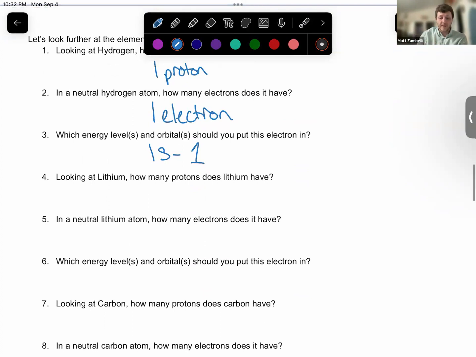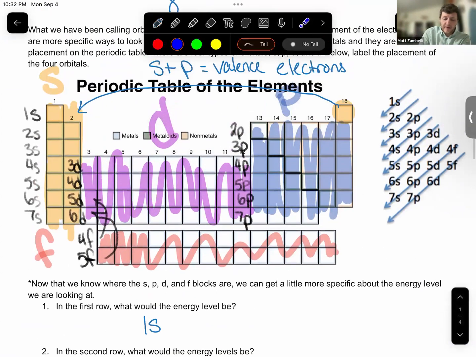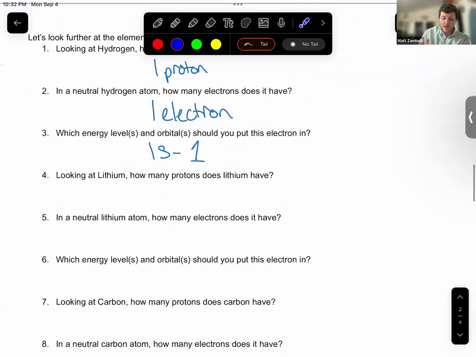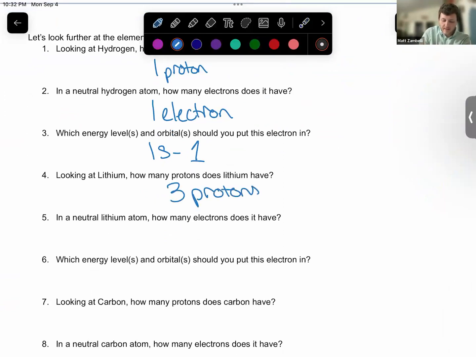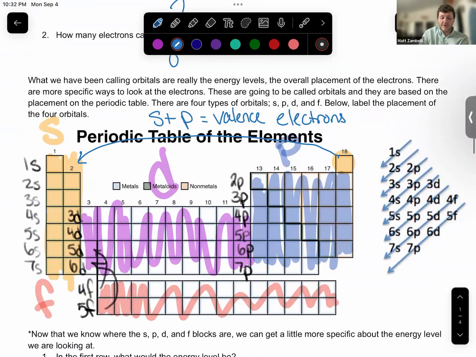If we look at lithium, lithium is our third element on the periodic table, which means we're going to have a total of 3 protons, which means we have 3 electrons. And so we're putting our electrons in here.